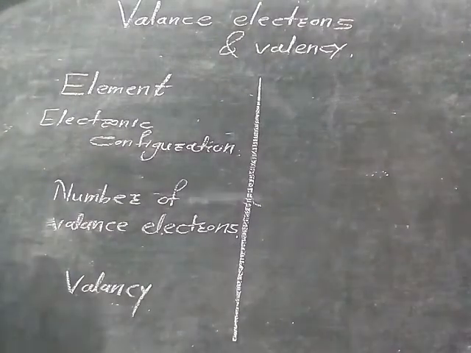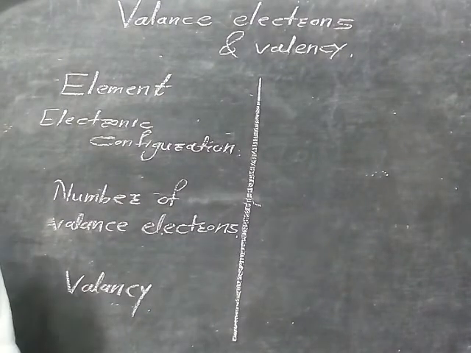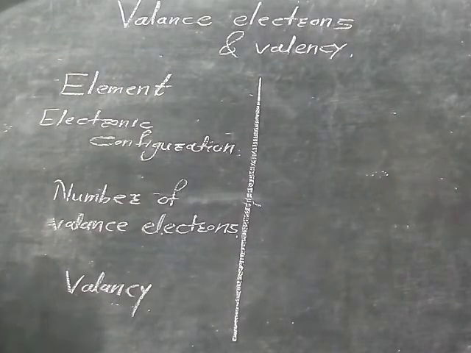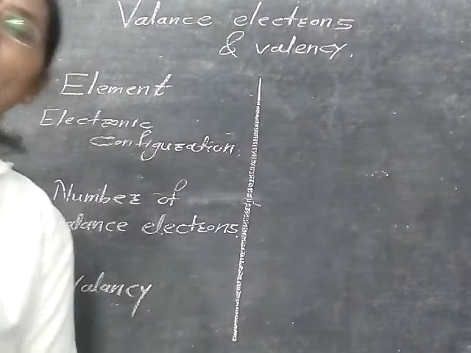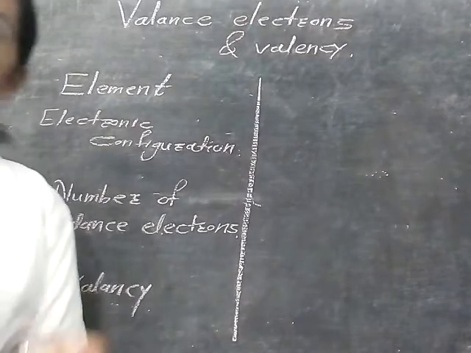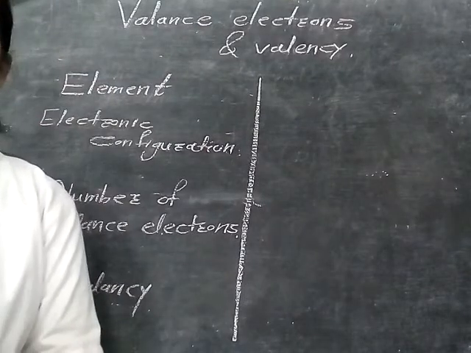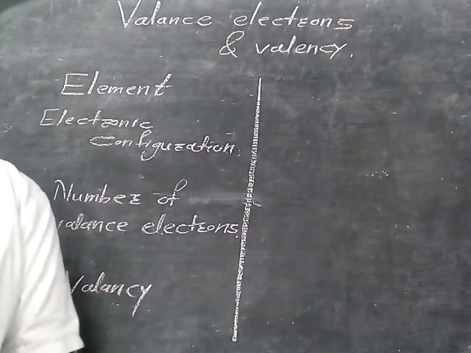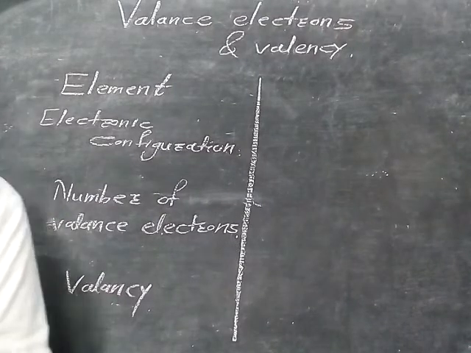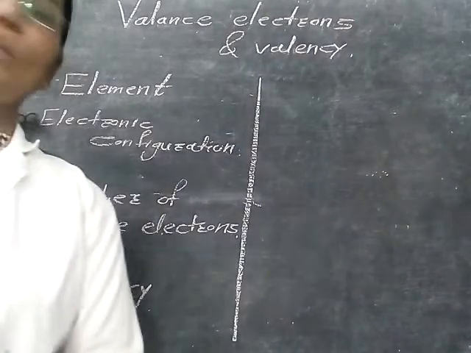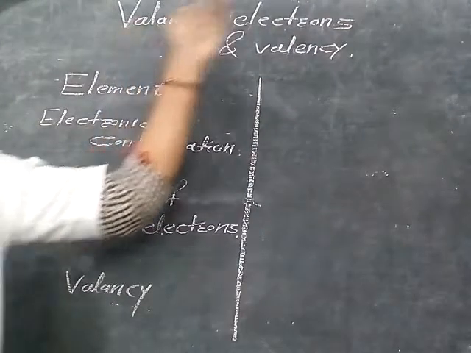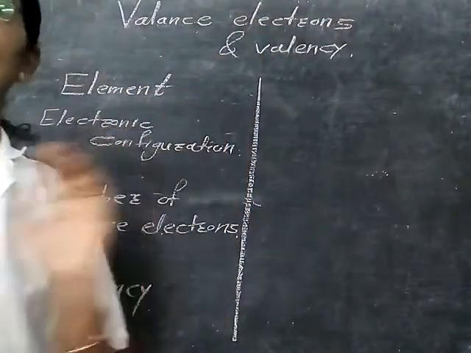Now here we already discussed in our previous video how electrons are distributed in an atom, that is, the electronic configuration, or in which shell how many electrons are present. We already know that in the first shell there are 2 electrons, in the second shell there are 8 electrons, in the third shell there are 18 electrons and so on. Also we know the electronic configuration of the elements. So today we are going to study the valence electron and the valency of the element.